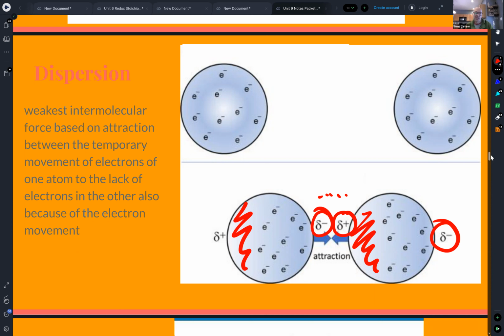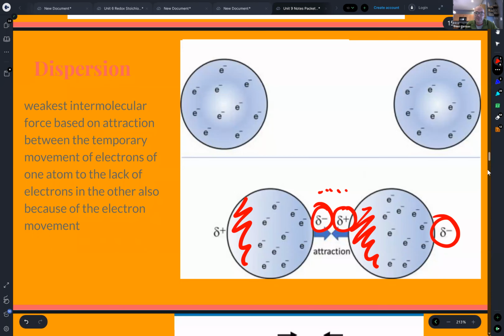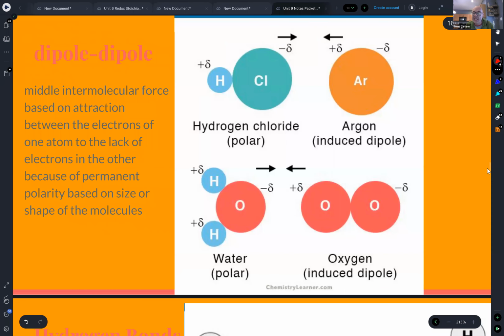So reading this definition over here, it is the weakest intermolecular force. It is based on attraction between temporary movement of electrons. One atom has a lack of electrons on one side. One atom has a surplus of electrons on one side. That creates a negative and a positive. Those attract together like magnets. But because it's temporary, it's not very strong.